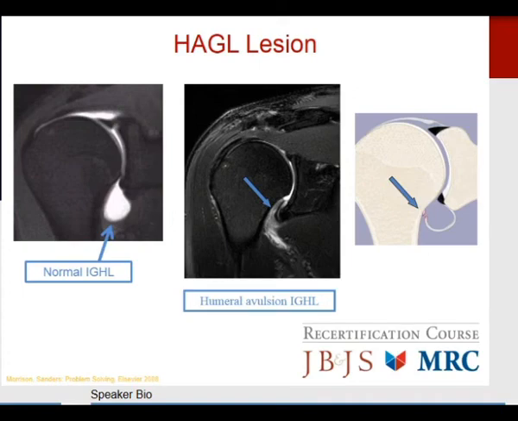The middle image here shows a disruption at the humeral attachment site. We can see a complete avulsion of the anterior band of the inferior glenohumeral ligament. We see edema in the surrounding soft tissues, and we see fluid leaking through the defect into the adjacent soft tissues.